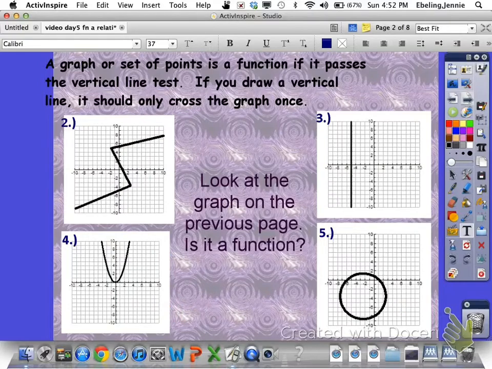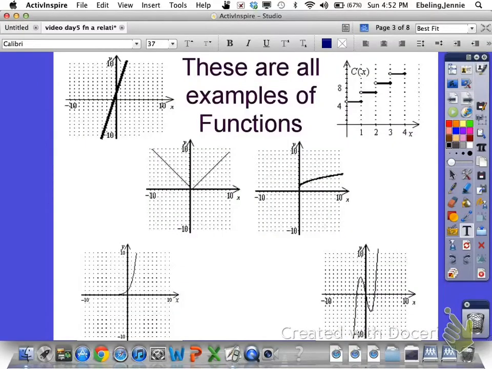Let's take a look at the next page where I have a lot of examples of functions. Every single one of these graphs is a function. Notice that they all pass the vertical line test. If I was to put a vertical line anywhere on this first graph up here on the left, it would only hit it at one spot. Same thing on this graph. Anywhere where I put that vertical line, it's only going to hit it once. Same thing on this one, that graph, and as well as this graph.